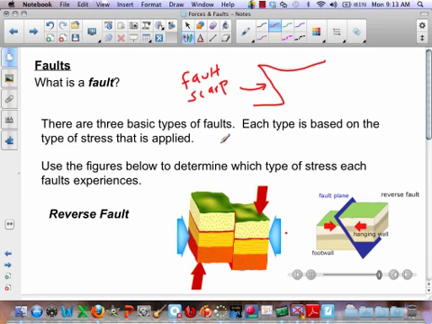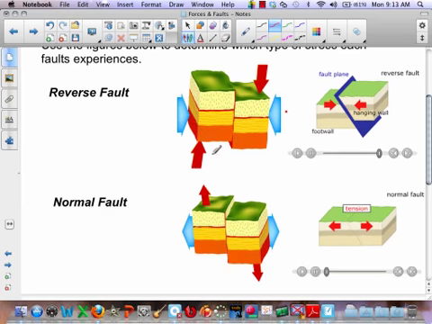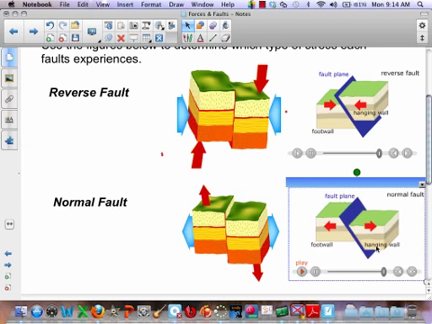The next type of fault is called a normal fault. And it's very similar, except for what type of stress is involved with normal. Tension. In our tension, we're no longer being forced into one another. What's happening? We're being pulled apart. So now my hanging wall's aiming down.